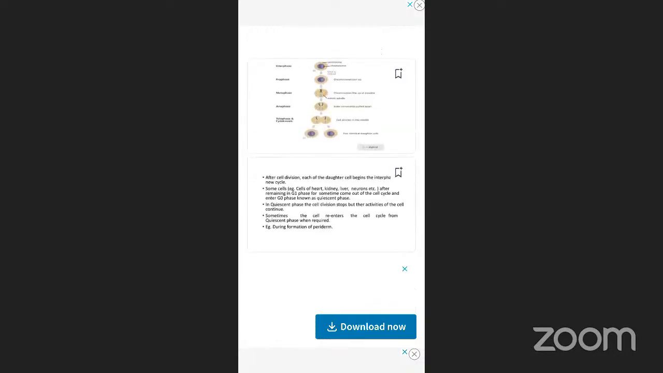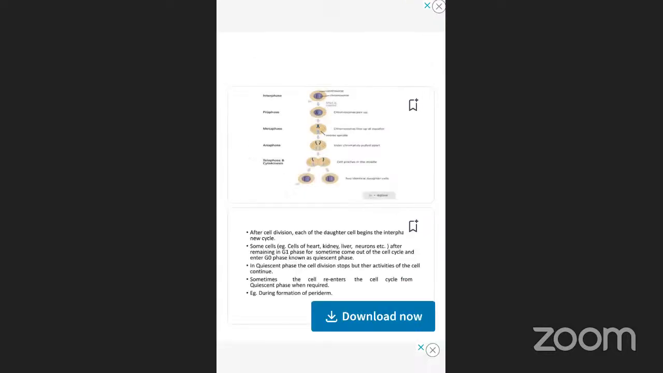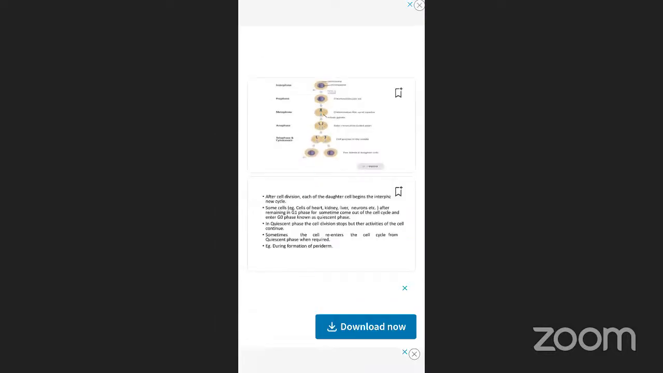See the diagram showing the formation of the cell plate. After cell division, each daughter cell begins the interphase of a new cycle. Some cells, such as those of the heart, kidney, liver, and neurons, after remaining in the G1 phase for some time, come out of the cycle.